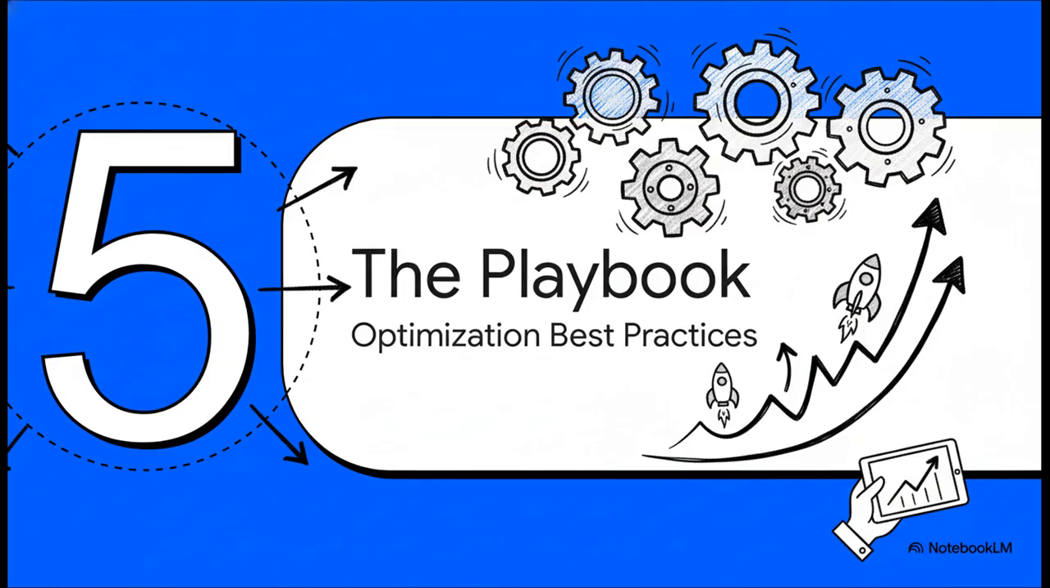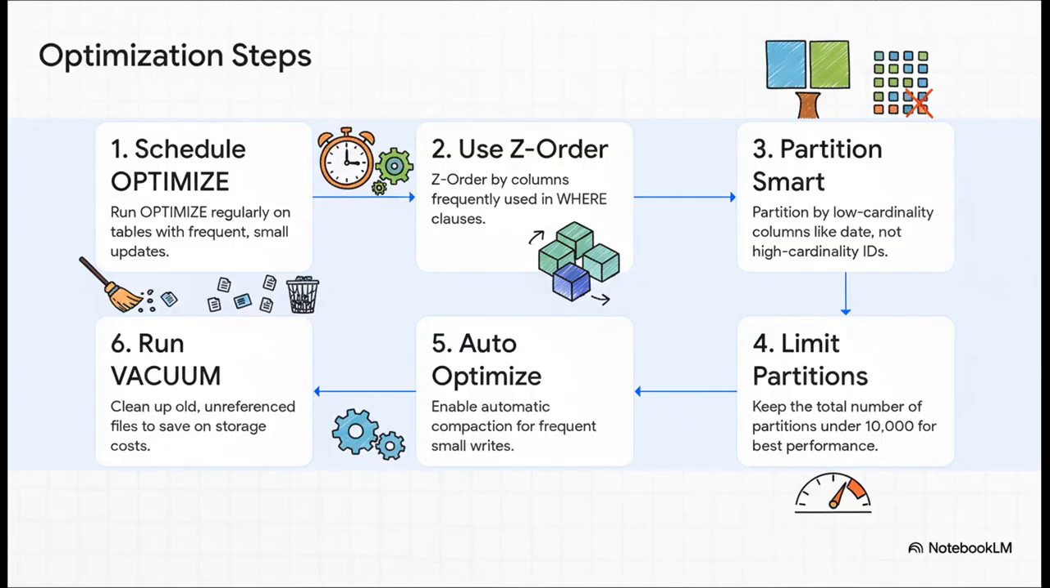Okay, that's a lot of cool theory, but let's make it practical. Here is your actionable playbook, the stuff you can actually go and do right now to keep your Delta tables running at top speed. Look, following these simple rules is absolutely key. First, make sure you're scheduling OPTIMIZE, daily, maybe weekly, for your busy tables. And when you do, be smart about your Z-order columns. Pick the ones you're always filtering on.